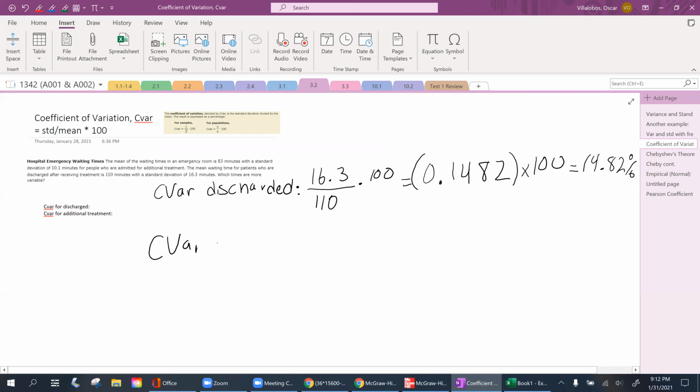Now let's find CVAR for additional treatment. This here is going to be 10.1 divided by 83 times 100. And 10.1 divided by 83 is going to give me 0.1217 times 100.